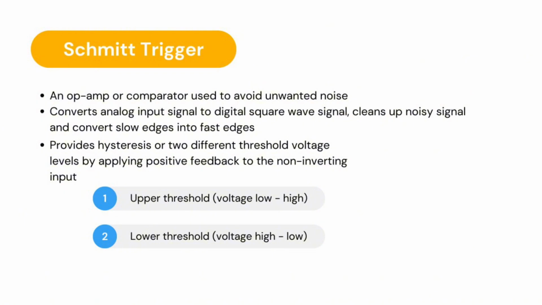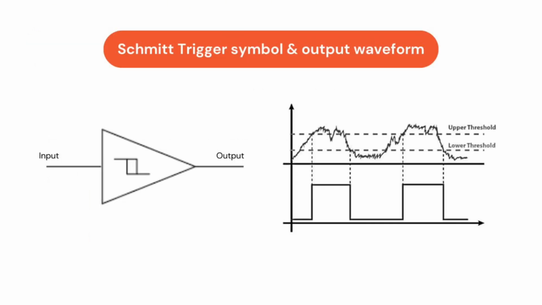The circuit provides hysteresis or two different threshold voltage levels by applying positive feedback to the non-inverting input. The first one is upper threshold, where the voltage goes from low to high, and the second one is lower threshold, where the voltage goes from high to low.